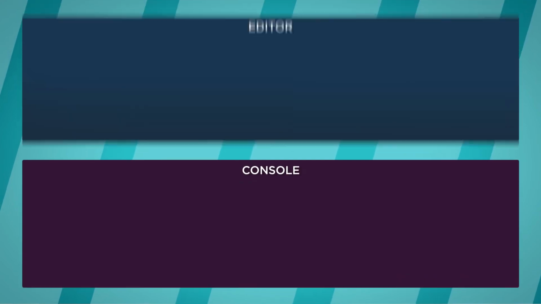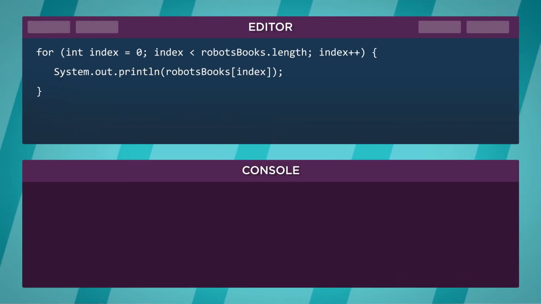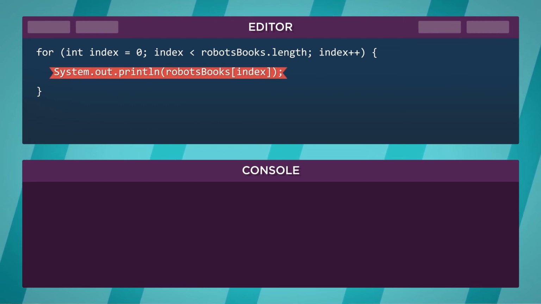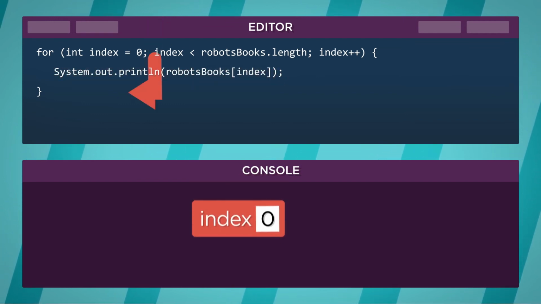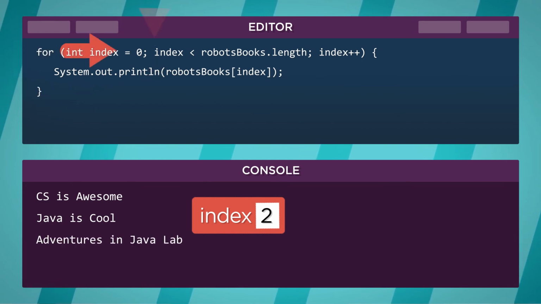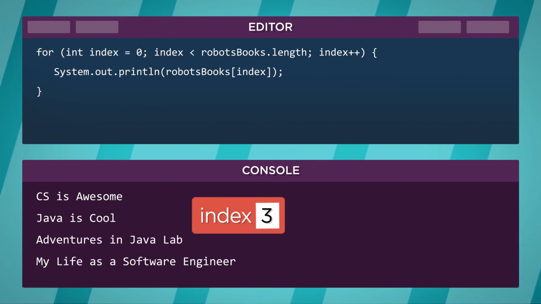Let's get the names of the books that are in the robotsBooks array. We can do this by adding this statement inside of the loop. Now, on each pass through the for loop, the current book at position index is printed to the console. We can use for loops to access and modify elements in an array. The basic setup remains the same, no matter what code we are running.